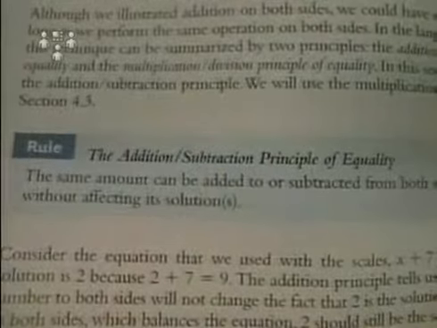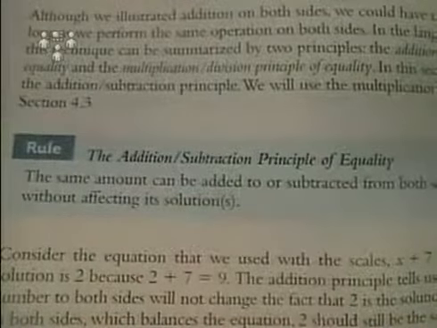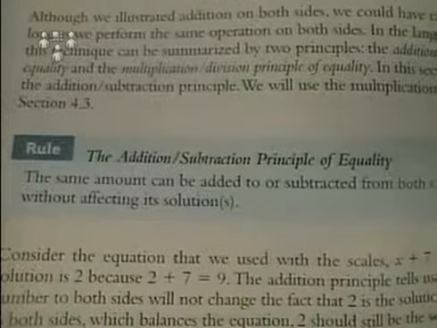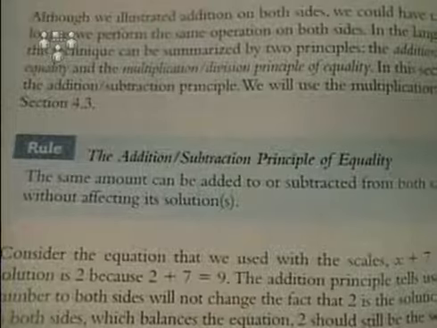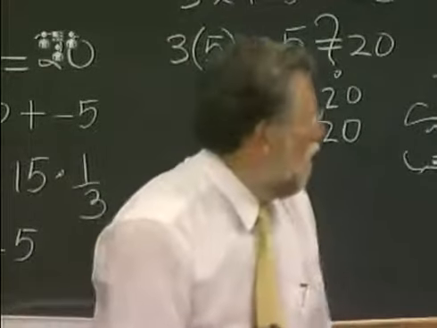Going to the document camera, Ernie. We have the same amount can be added or subtracted from both sides without affecting its solution, meaning things are still equal. You're going to get the same solution you had before. So as I come off there, what I'm going to do, Ernie, is go back to the board over here.